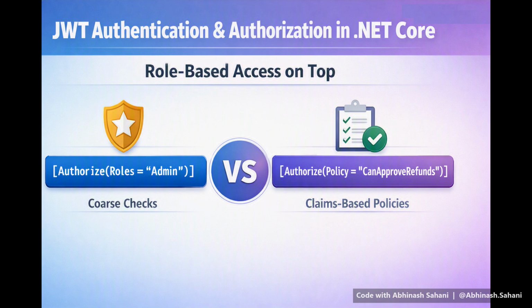On top of authentication, layer role-based access carefully. Use roles for coarse checks; authorize roles equals admin is fine for admin-only endpoints. But a rule like "can approve refunds over $500" needs a policy backed by claims, not a role name. Put real permissions in claims so they scale past a handful of role strings, and remember that a permission change doesn't apply mid-session unless you force a relogin or keep tokens short.